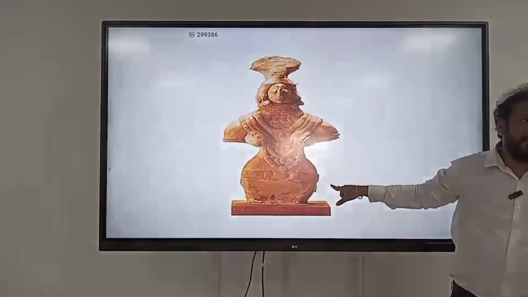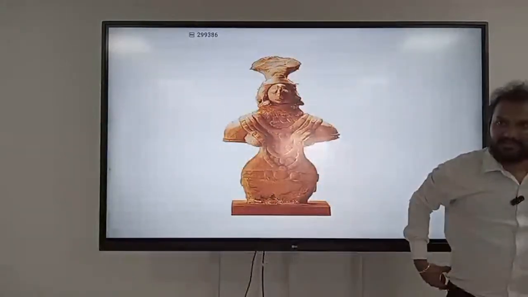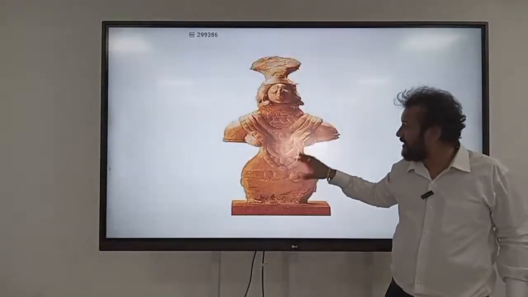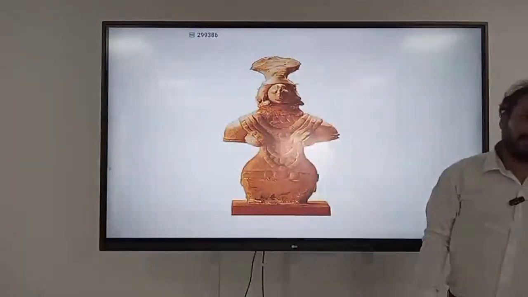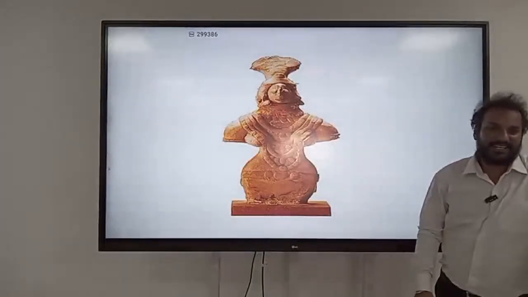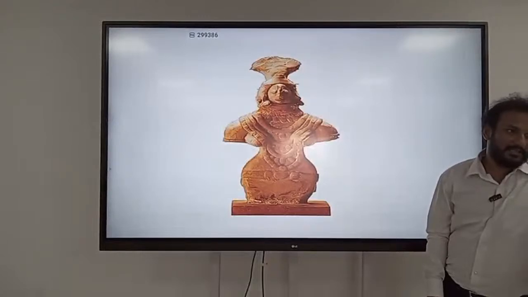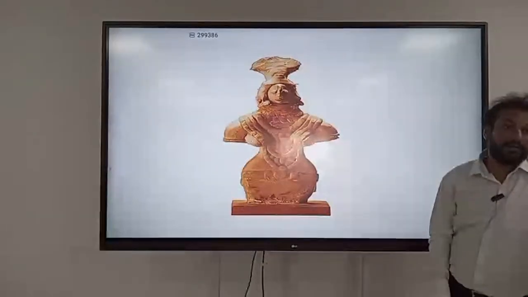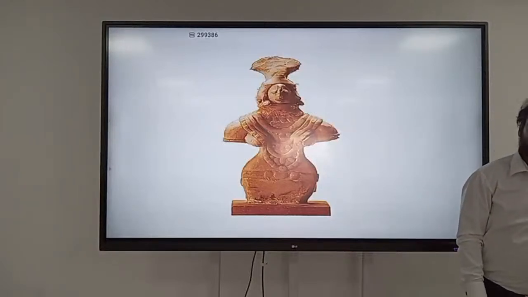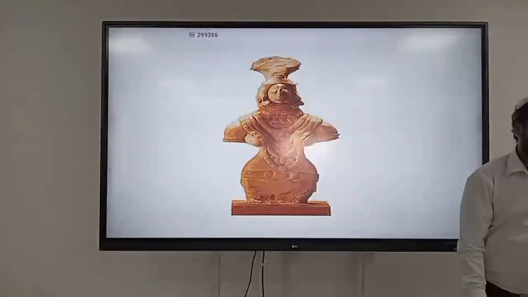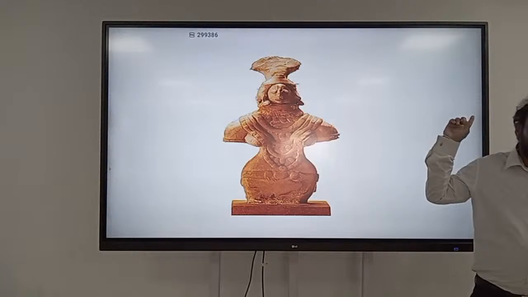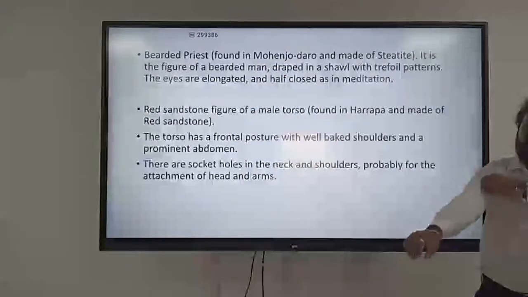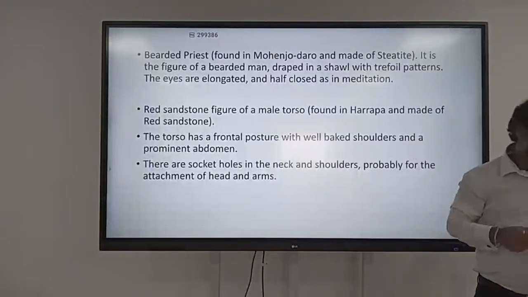Girdle, in Hindi we call it kamarband, that girls wear. She wore the girdle, and across her breast you can find a huge necklace. So this is the description of the mother goddess terracotta toys. This kind of mother goddess toy was found in abundance in IVC places. That is the reason historians concluded that they worshipped the mother goddess a lot. They worshipped Pashupatinath also.